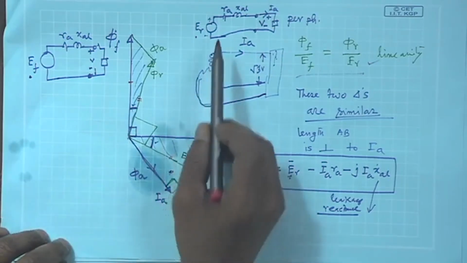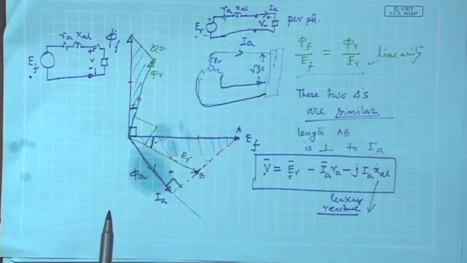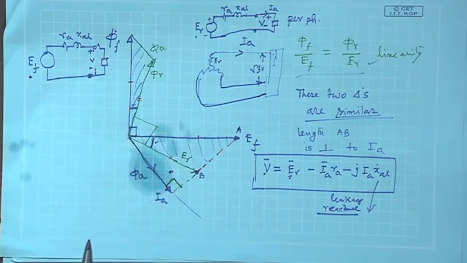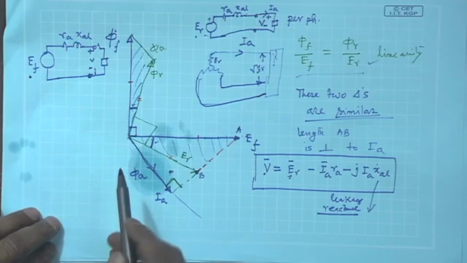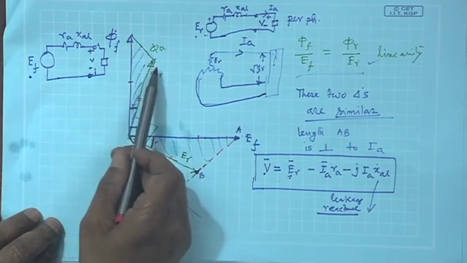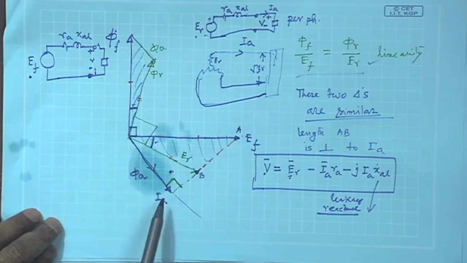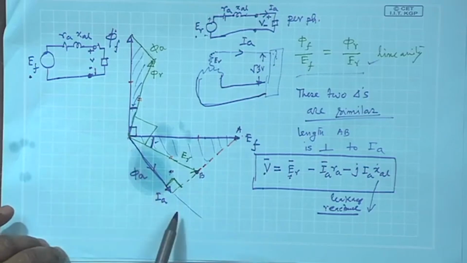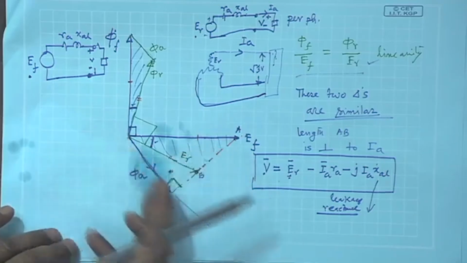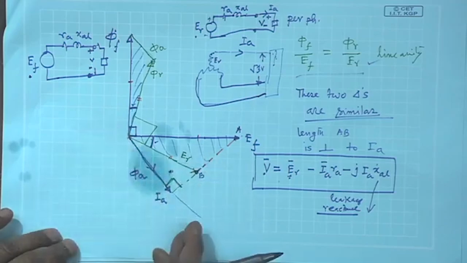But what happens is this: when the armature carries current, apart from the rotor field, there will appear the stator field, which will also be rotating at synchronous speed, and therefore the resultant field will be phi f plus phi a. Phi a will be along I a, because it is a rotating field, and this is the RMS value of the armature current, so the maximum also occurs here. So, the armature rotating field will be along this line.